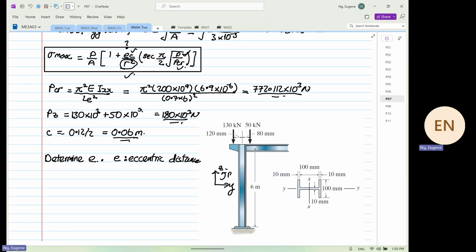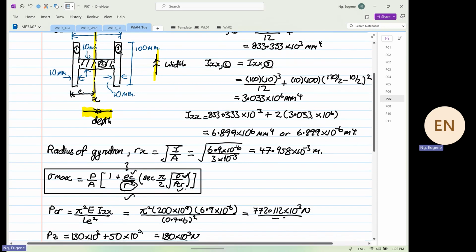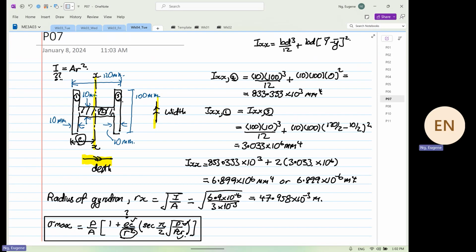This is our rotation about X. C is the furthest distance away relative to the centroid. Why? Because the furthest distance away from the centroid, your stresses will be the highest.